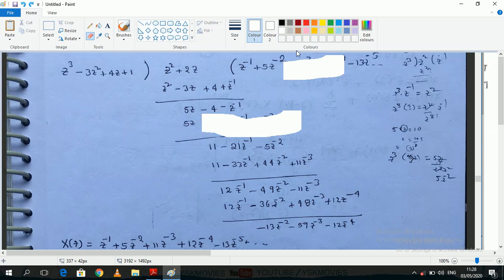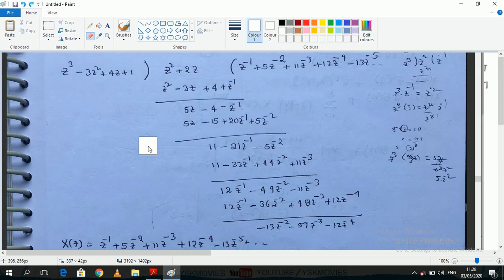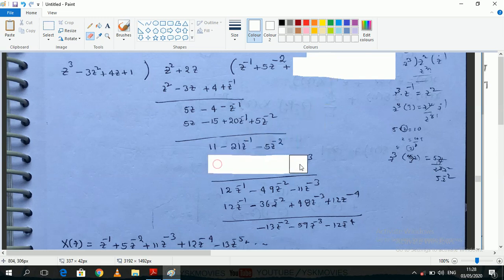After that, you just multiply 5z power minus 2 with the entire sequence, and we get the same value like this. So after that, cancel, and we get 11 minus 21 into z power minus 1 minus 5 z power minus 2. After that, we don't know this value also.